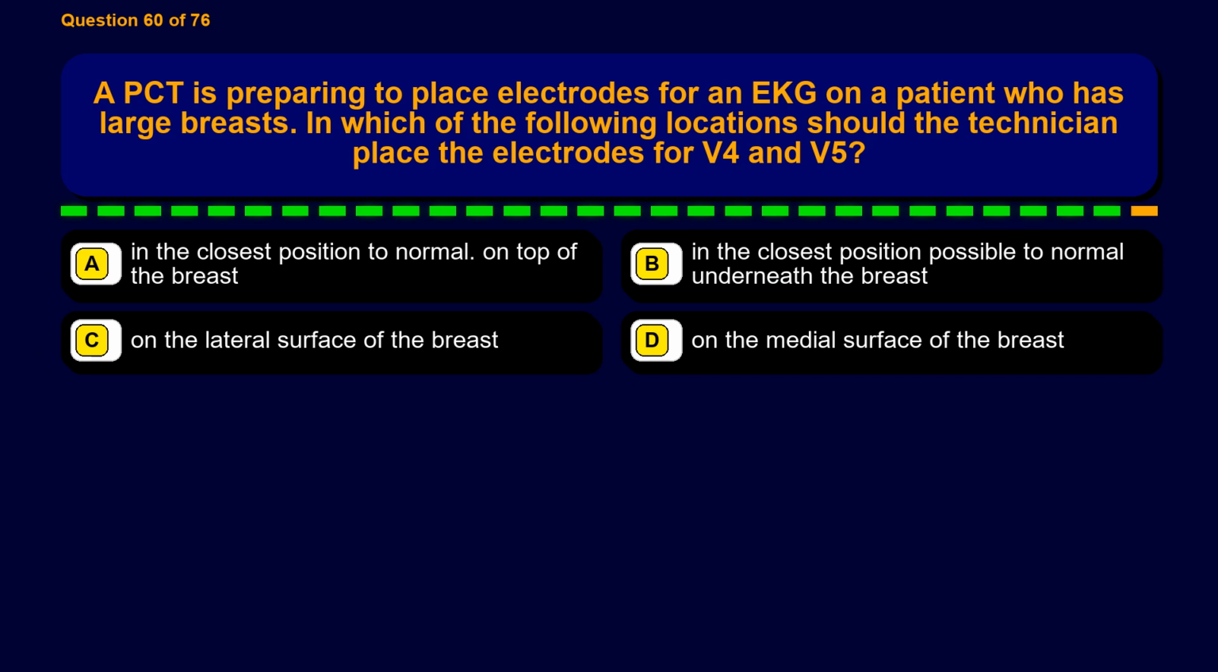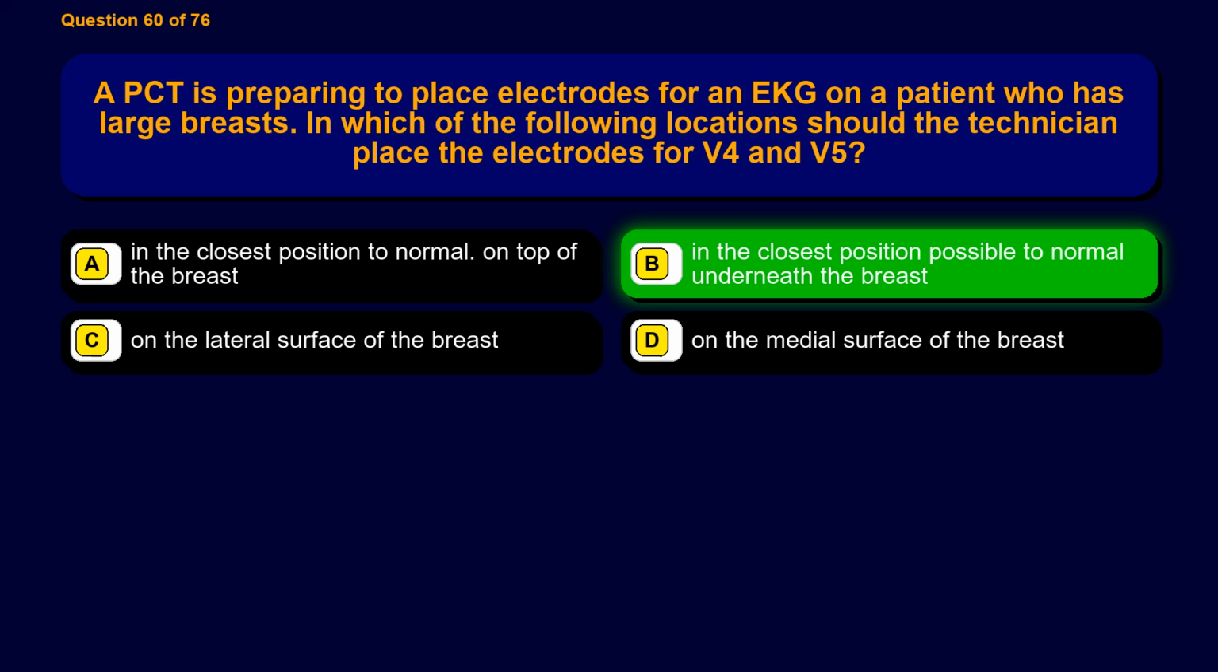Question 60. A PCT is preparing to place electrodes for an EKG on a patient who has large breasts. In which of the following locations should the technician place the electrodes for V4 and V5? Option A, in the closest position to normal, on top of the breast. Option B, in the closest position possible to normal underneath the breast. Option C, on the lateral surface of the breast. Option D, on the medial surface of the breast.